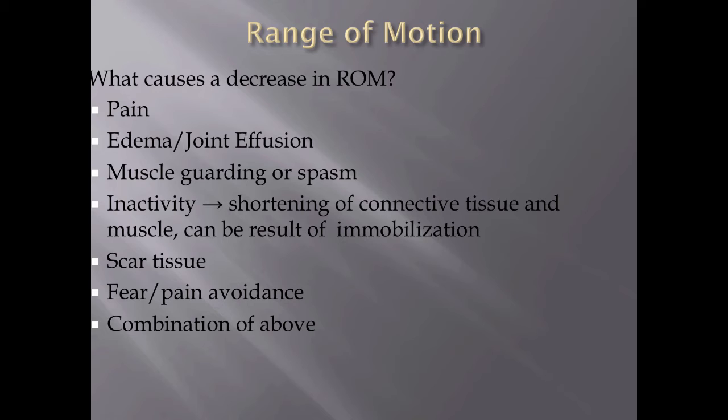Muscle spasm or guarding will limit your range of motion. So you tend to have one of two things happen with muscles. A muscle will say, if we don't move, we don't hurt. So that's when you have muscle guarding or spasm. That muscle just locks up and it doesn't allow that joint to move. On the other hand, you have muscles that say, if we don't do anything, then we don't hurt, which is the case of the quadriceps. Then those muscles tend to shut down. So inactivity will cause a decrease in range of motion, the old use it or lose it principle.